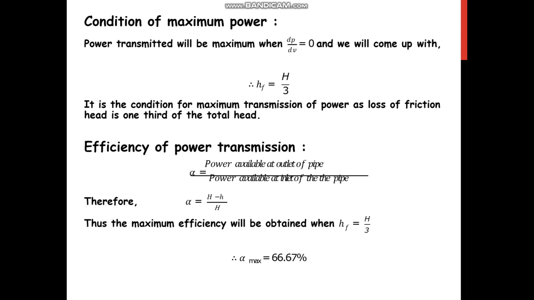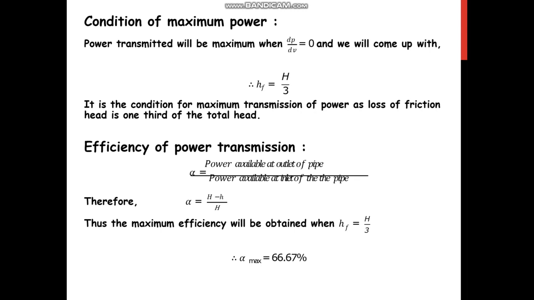When the fluid flows through the pipe, the power is transmitted through the pipe. And if you want to calculate the maximum amount of power that is transmitted through the pipe, it is given by hf is equal to H by 3, capital H by 3, where hf represents loss of head due to friction and capital H is the total head. Therefore, one third of the total head is the maximum power transmitted. The condition for maximum power transmission is hf is equal to capital H by 3.